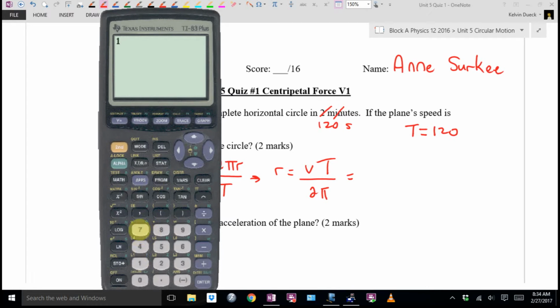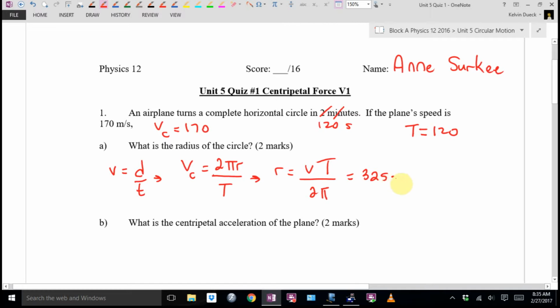So what was the speed? 170 times 120 divided by 2 pi. And you get 3,246, 3,247. And I thought, yeah, that seems about right for an airplane taking 2 minutes to do a big circle. It's probably about a 3-kilometer radius circle, 6 kilometers in diameter. Gut instinct, that seems okay to me just as a number. You know, I like to look at the answer and ask, does it make sense? So I'm going to go with 3,250 meters.